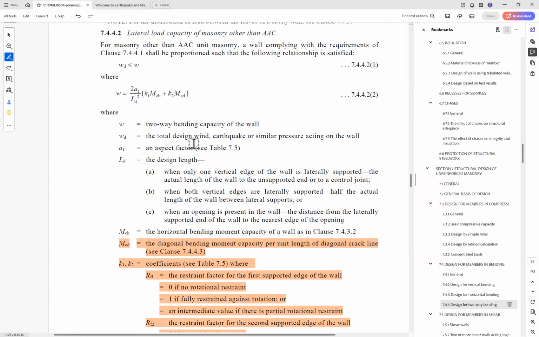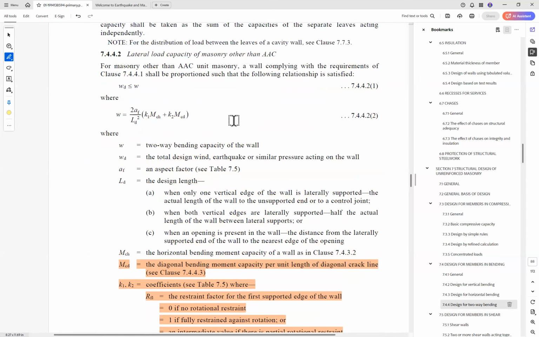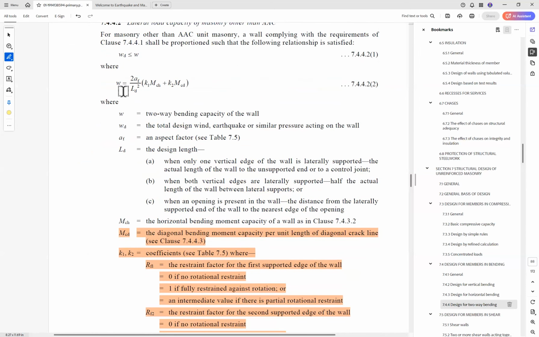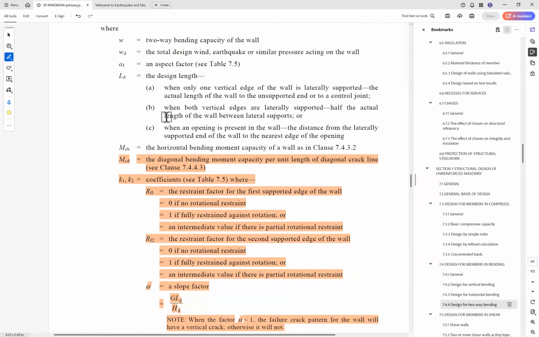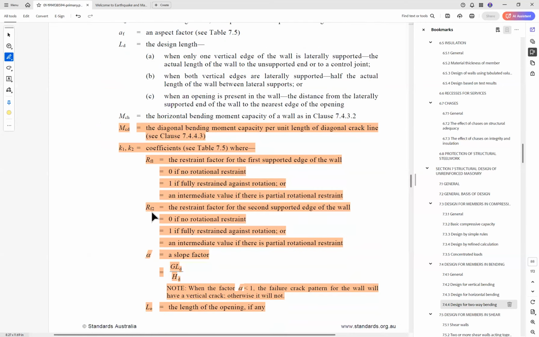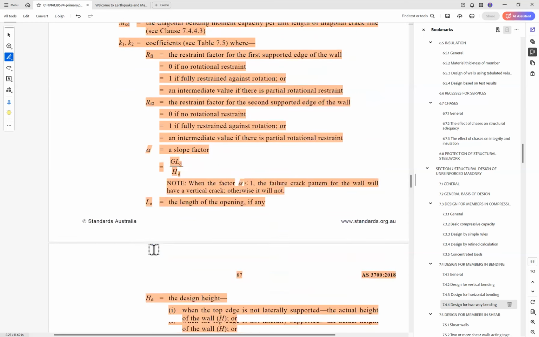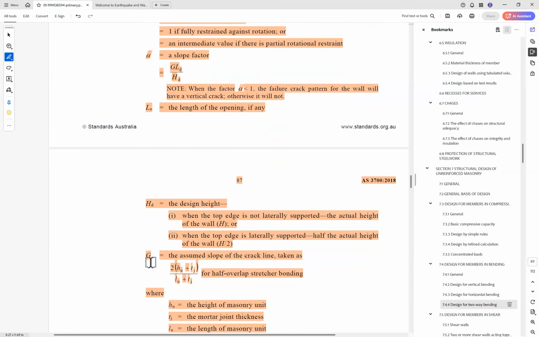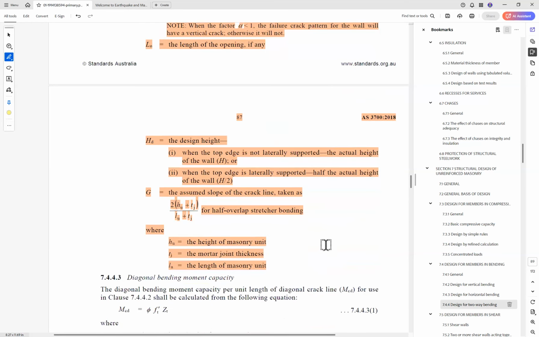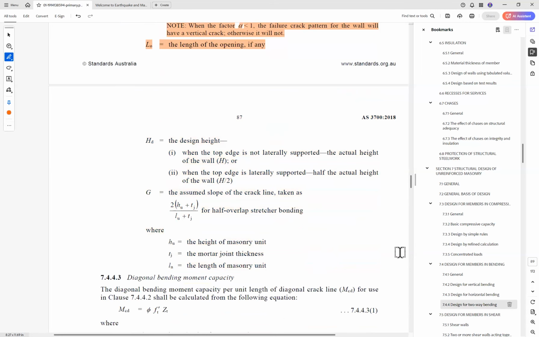Okay, so this is the lateral strength, the lateral load capacity of masonry wall, and these are the parameters. All the parameters can be found here: RF1, RF2, alpha, L naught, HD, and G. So for G, here we are at this one here.